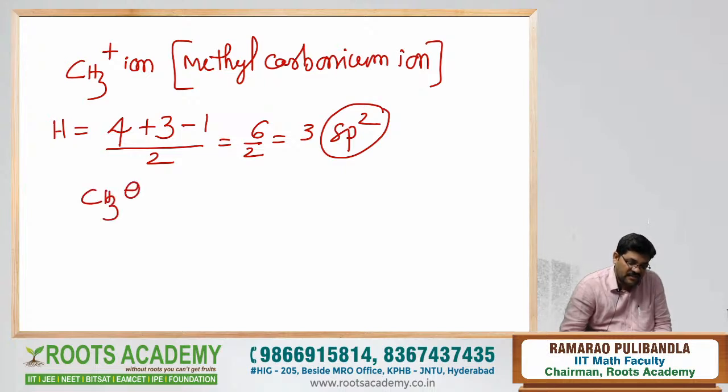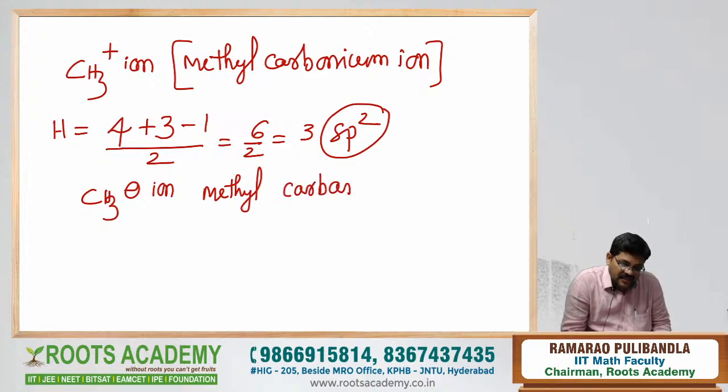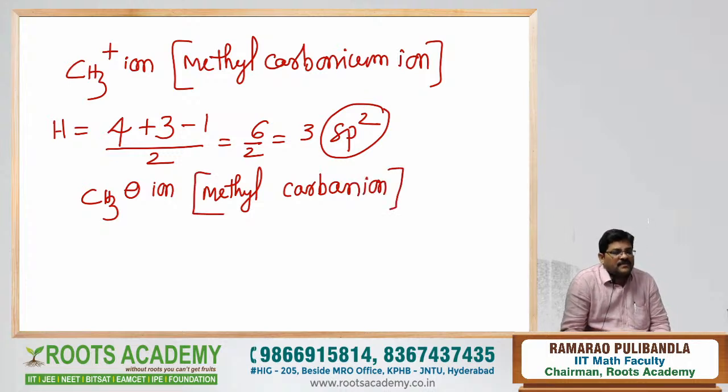CH3 minus ion is called methyl carbanion. Methyl carbanion is called what? Methyl carbanion is called CH3 minus ion. These bits are very, very important, already given in the previous papers. These cationic species and anionic species bits are already given in the previous papers.